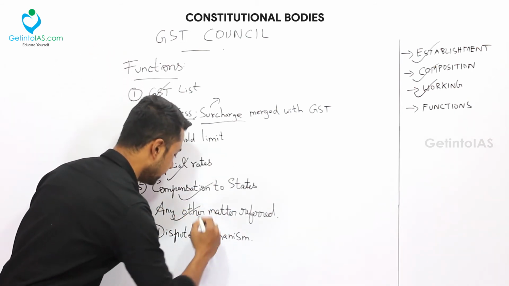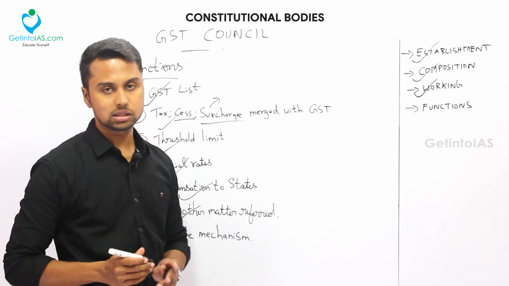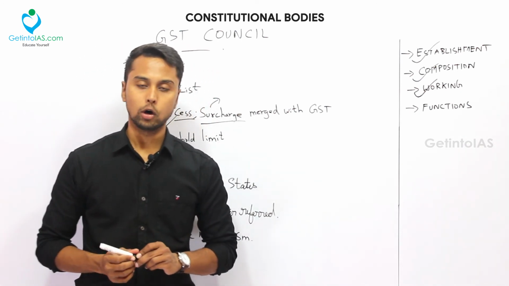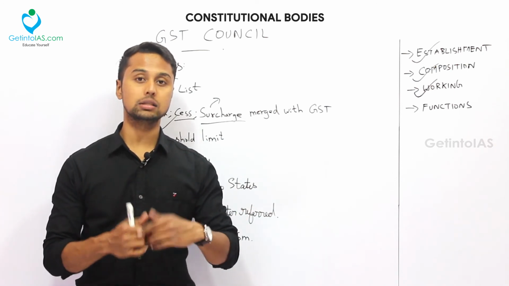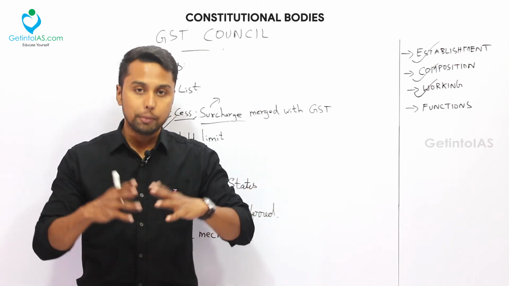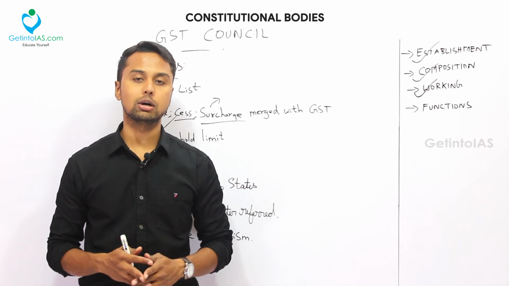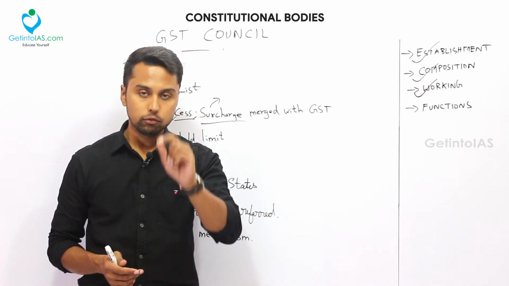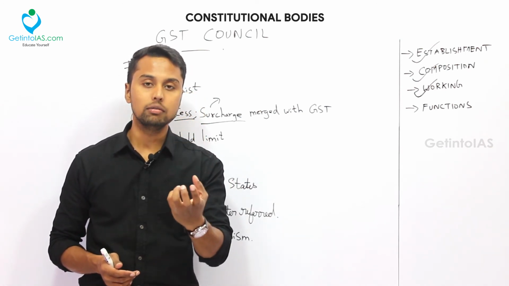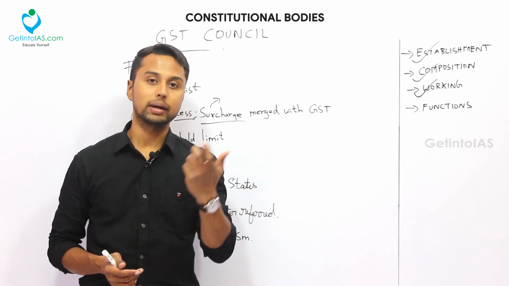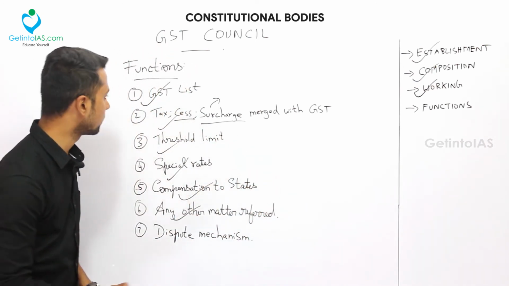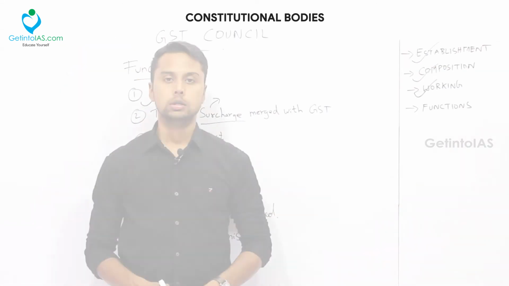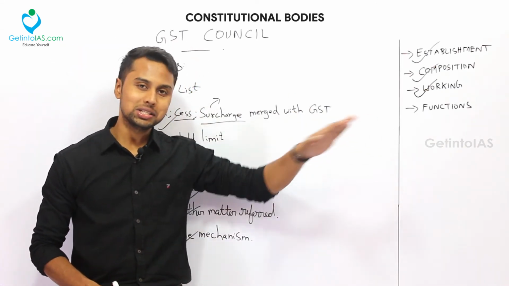And the dispute mechanism. Let us say this council comes with some recommendation, or it is implementing something. Because of that recommendation or implementation, if there is a dispute between the center and the state or between two states, then this GST council has to devolve a separate dispute mechanism to resolve that dispute. That is also an important last function of this GST council. So these are the functions of this GST council.